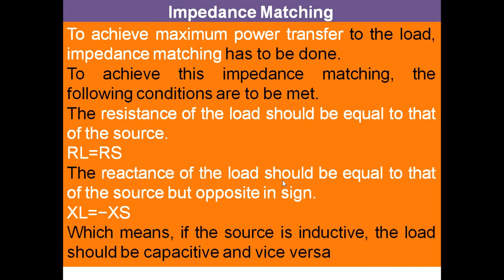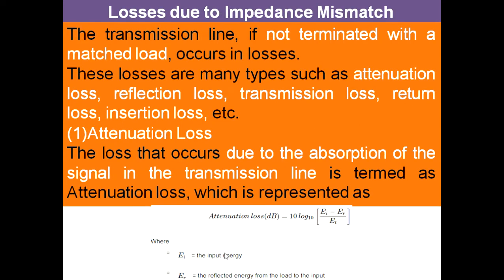For any transmission line, in order to achieve maximum power transfer from source to load, you should have proper impedance matching. In that case, the resistance of the load should be equal to the resistance of the source, and the reactance of the source should be equal to the reactance of the load, which means that if the source is inductive, the load should be capacitive to cancel it, and vice versa. If there is an impedance mismatch between the source and the load, you will have different types of losses due to reflection.